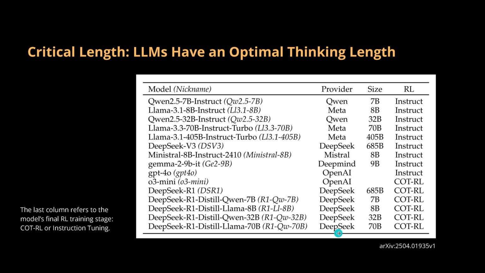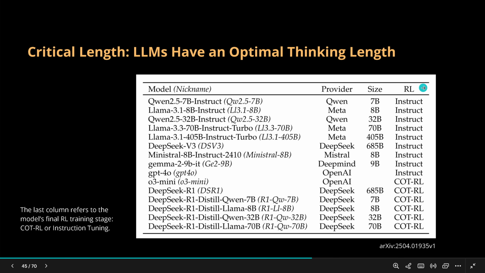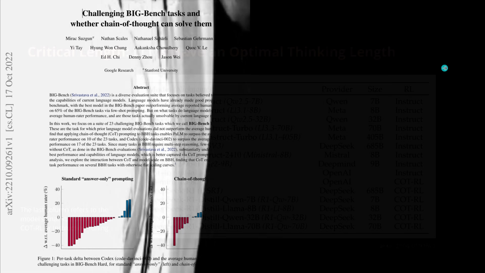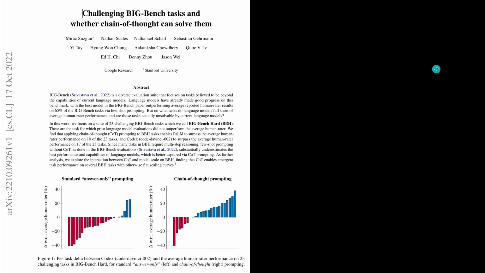You see the provider, you see the size, and then the last column refers to the model's final reinforcement learning training stage. Either it was instruction tuning, like on these models, or it was what we are looking for, chain of thought reinforcement learning. So let's have a look at these models and see what the optimal thinking length is for chain of thought reasoning. Now, what data do we use? What benchmark do we use?